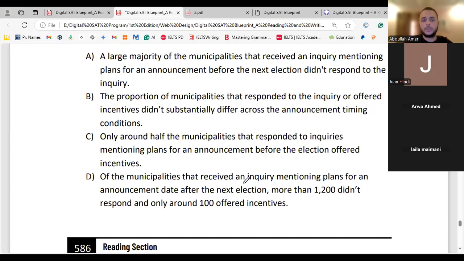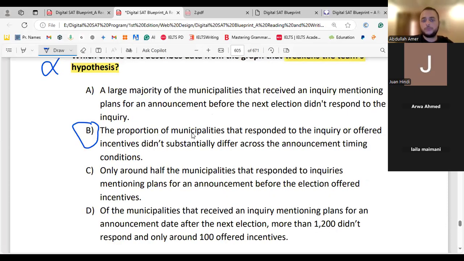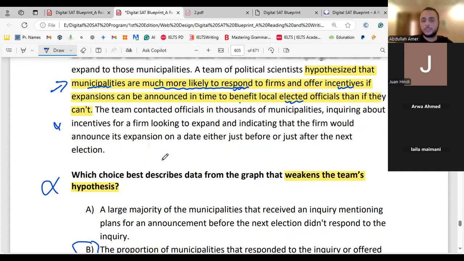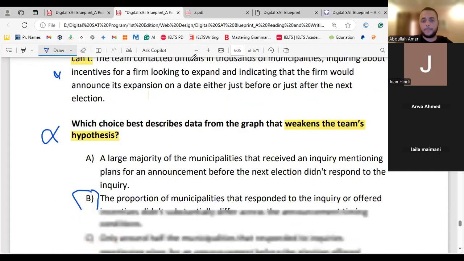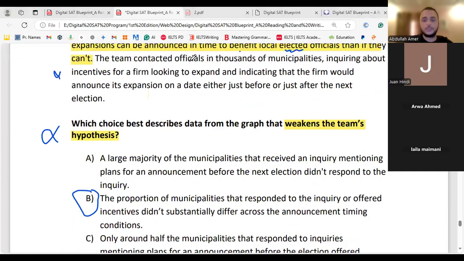So in B, the proportion of municipalities that responded to the inquiry or offered incentives didn't substantially differ across the announcement timing conditions. So announcement timing is before and after, it's almost the same. There was no significant difference. Exactly, yes, it is true.